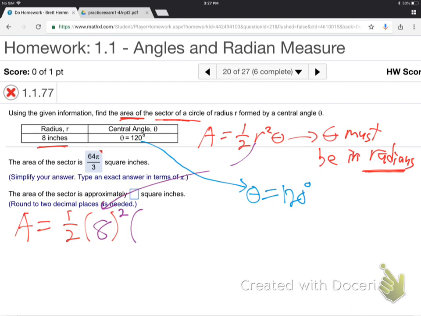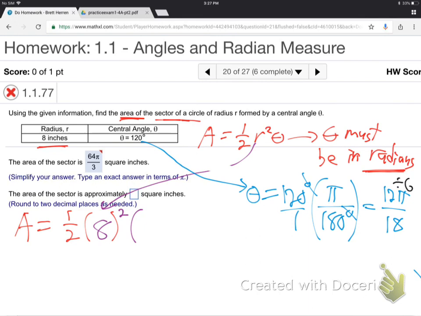How do you convert from degrees to radians? What's the bridge between the worlds? 180. Yeah, multiply. Where's the 180 going to go? On the bottom, because you want degrees to go bye-bye. So pi on the top, that's 120 pi over 180. It's divided top and bottom by 10, and I can reduce that again. What goes into 12 and 18? 6 does. You could do 2 or 3, but 6 is even quicker. Divide by 6, you get 2/3 pi.